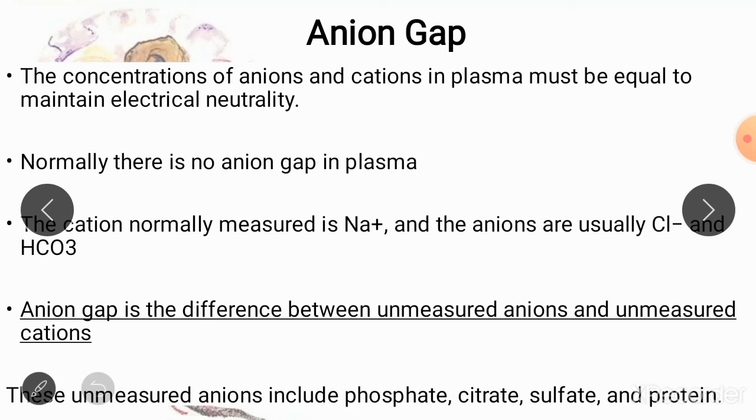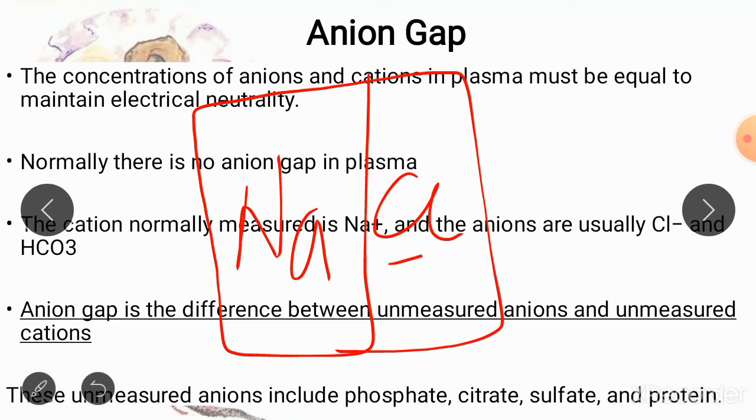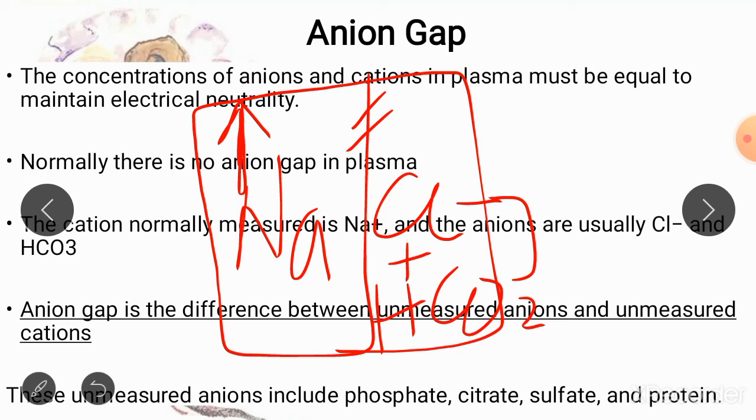So according to our calculation, our sodium ions must be equal to chloride ions plus our bicarb ions, but studies have shown that they are not equal. Our sodium ions are way more in number than our chloride and bicarb ions combined together.